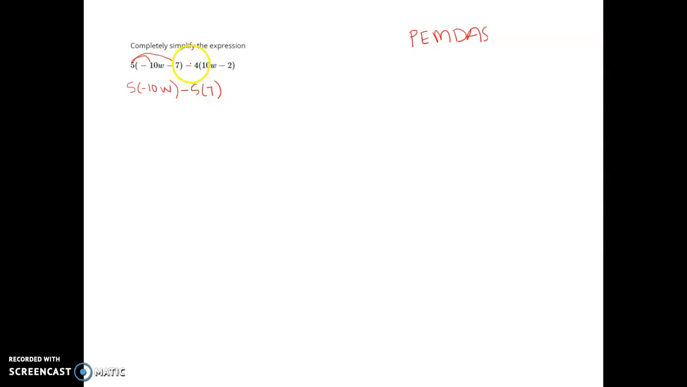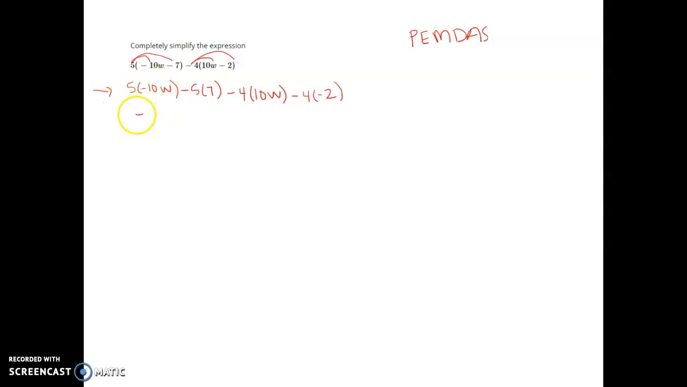Then we're going to distribute in this negative 4. Make sure not to forget about that negative. So negative 4 or minus 4 times 10w, and then minus 4 times negative 2. If you're having a hard time with these, it can be really helpful to write out this extra step right here. So now we'll just multiply.